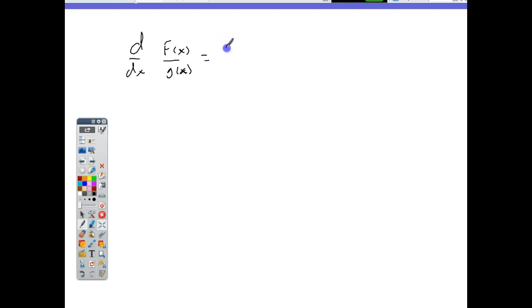You get g of x times f prime of x minus f of x times g prime of x all over g of x squared. This is called the quotient rule. Why is it called the quotient rule? Mr. Leontiel. It's division, right? That's what we use the word quotient. We're describing division, right? So this is called the quotient rule.